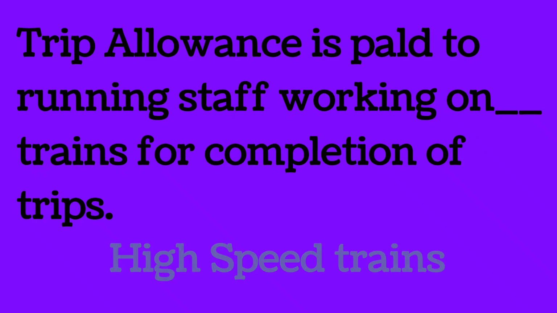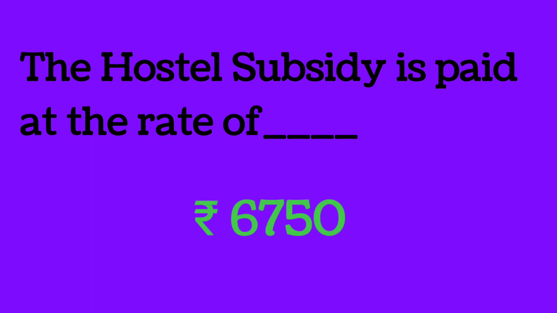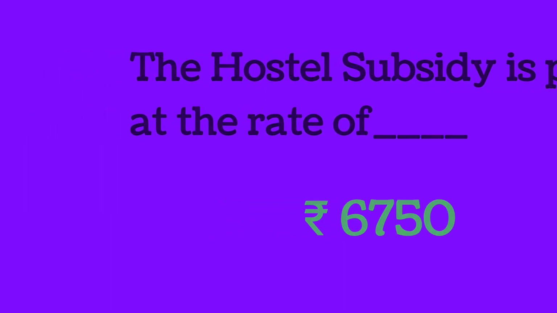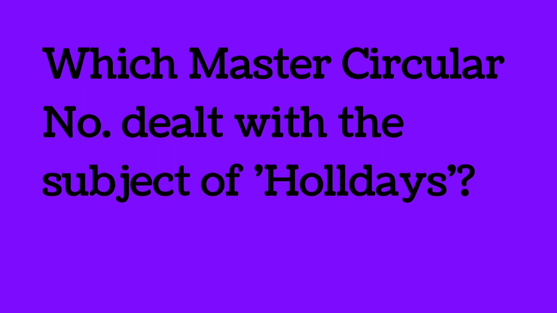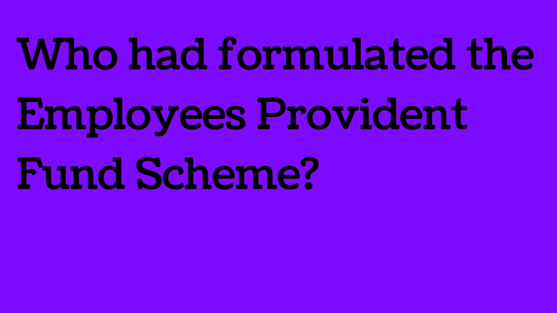Trip allowance normally given to the high speed trains, running staffs. The hostel subsidy is paid at the rate of dash. The hostel subsidy is paid at the rate of 6,750. Which master circular number deals with the subject of holidays? That is master circular number 47.